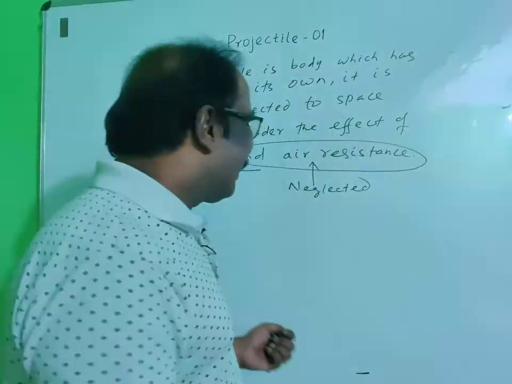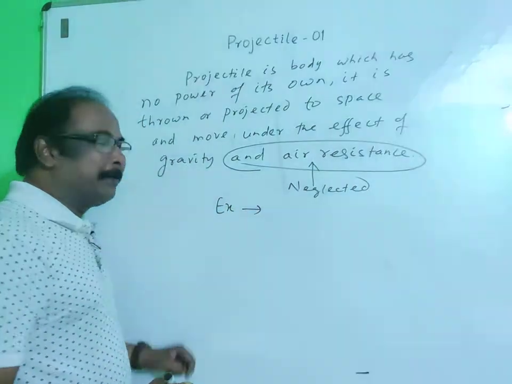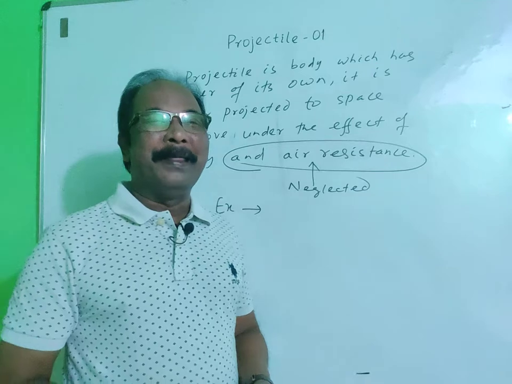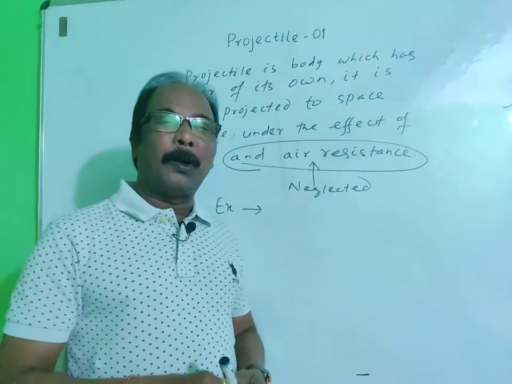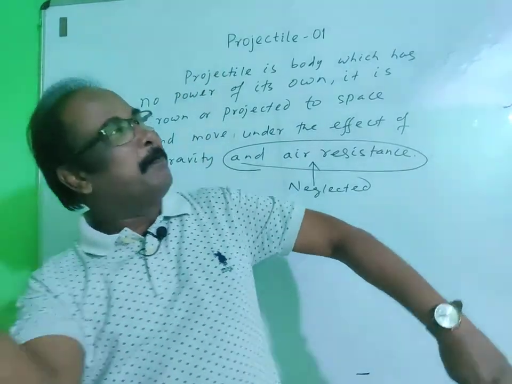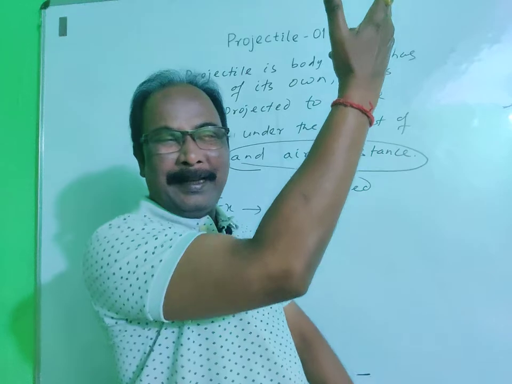So what are different examples of projectile motion? You may take any example based on this theory. A cricket ball thrown by a player. Suppose a cricket ball is thrown by a player at any angle. This is a projectile.